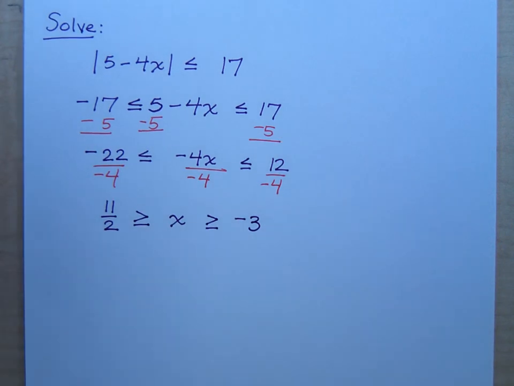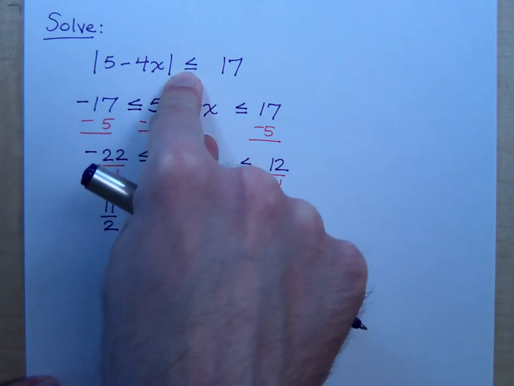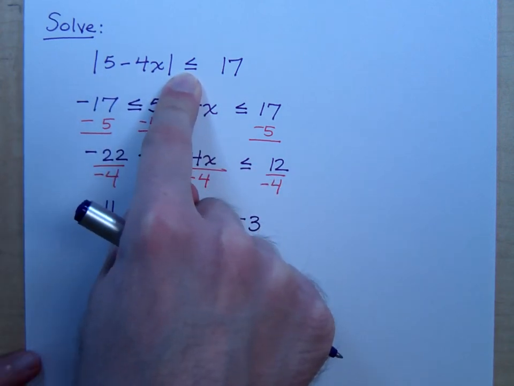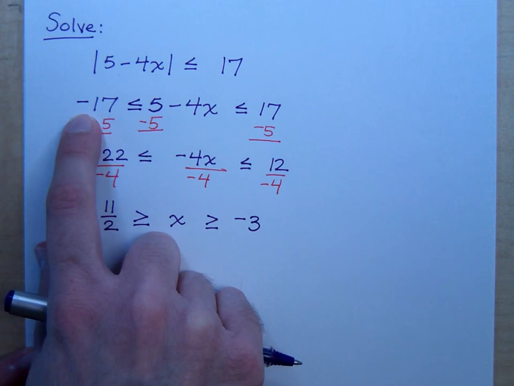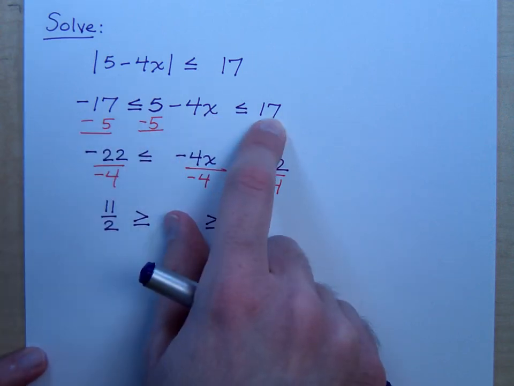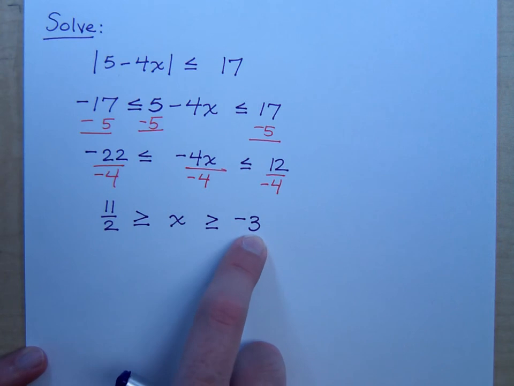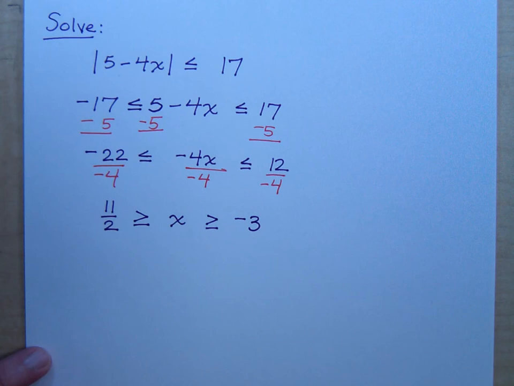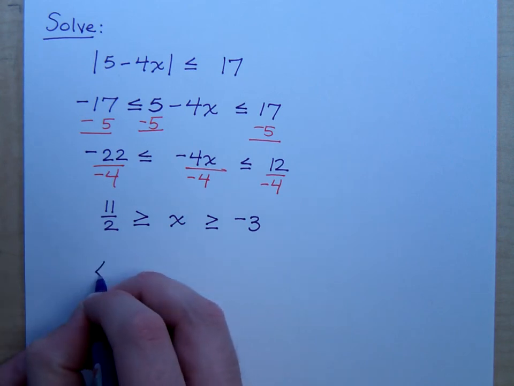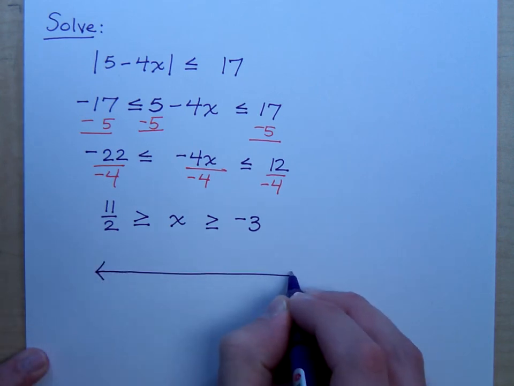You have to make sure that inequalities make sense when you read these. Being less than at the very beginning meant that I was going to have a three-part inequality. Negative 17 truly is less than 17. Down here, is 11 halves greater than negative 3? On the number line, yes, that is true. Now when I look at this on the number line, you guys may want to rewrite this. It's really up to you.